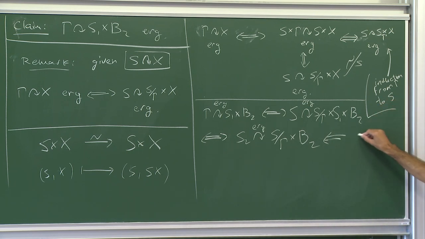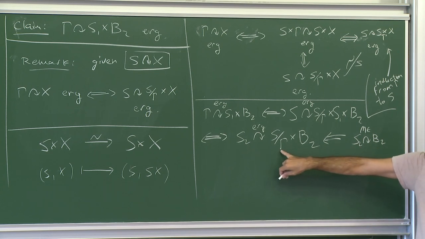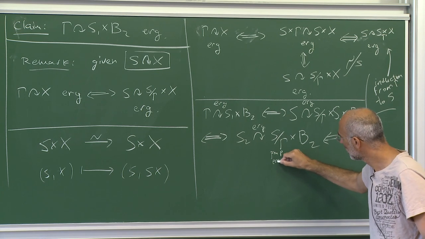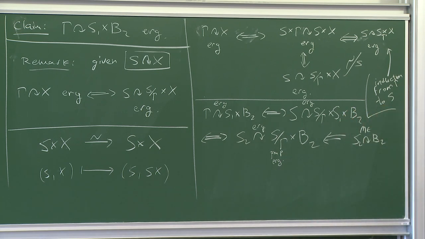But this is implied by the ergodicity of the action of S2 on B2. We already showed that whenever you have a metrically ergodic action, it implies that the product action with a PMP ergodic space is ergodic again. That was something we discussed last week.